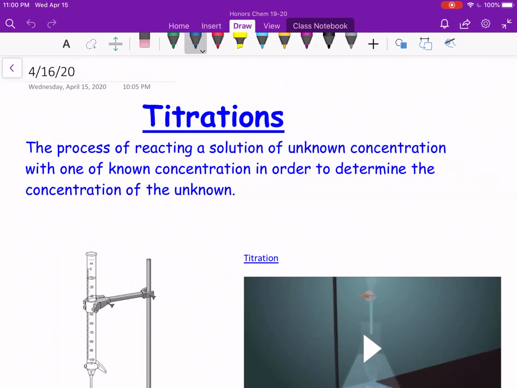Today we're going to talk about titrations. And the reason why we're talking about titrations is because yesterday we spent a lot of time talking about molarity and the concentration of solutions and how we can use those concentrations in chemical reactions.